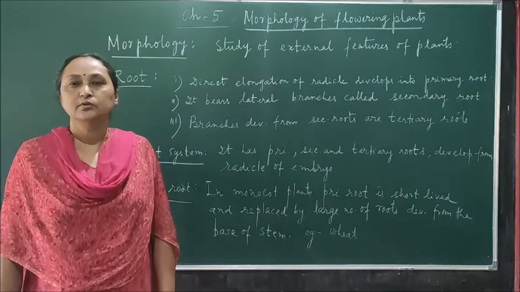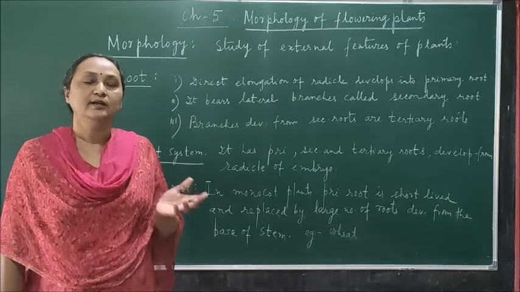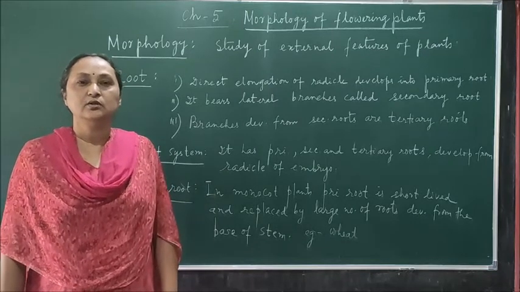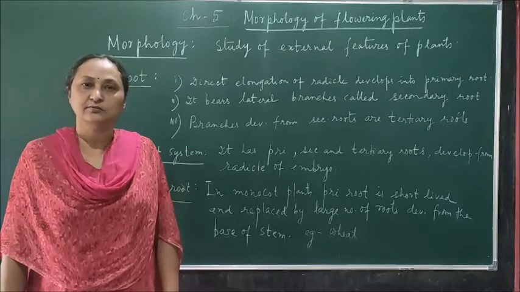So all of you know that plants can be either flowering or non-flowering, and flowering plants bear flowers. And you also know that there are different parts in plants, like the root, the stem, the leaves, flowers and the fruits.